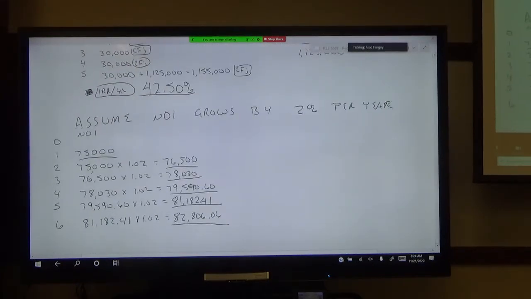So for each of these, we'll try to keep it somewhat organized. So 45,000 minus 45,000.